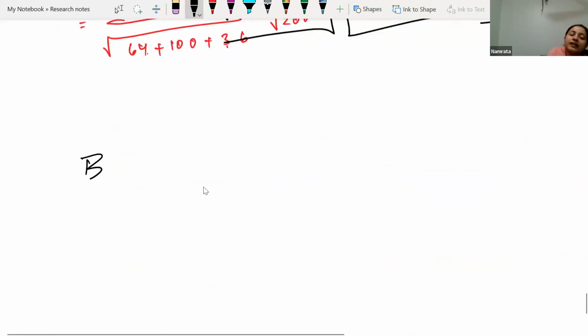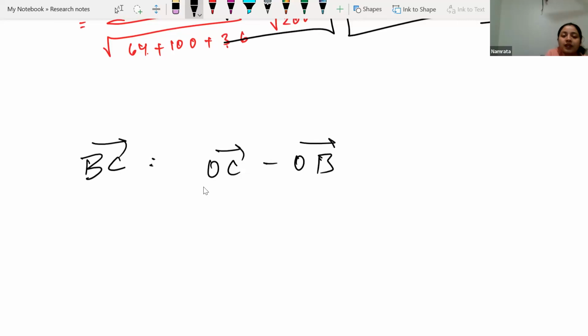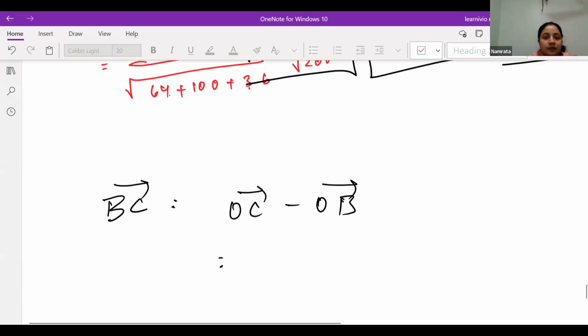First we will write the equation of the line BC in vector form, that is OC minus OB, and then we will find the direction ratio, and then we will find the direction cosine. Is it clear to each and every one over here? Please let me know. Yes. Clear? Yes, sir. Okay, let's move to the next concept.